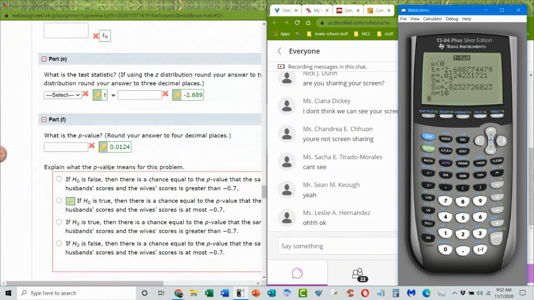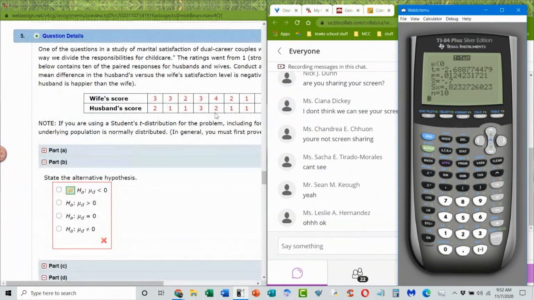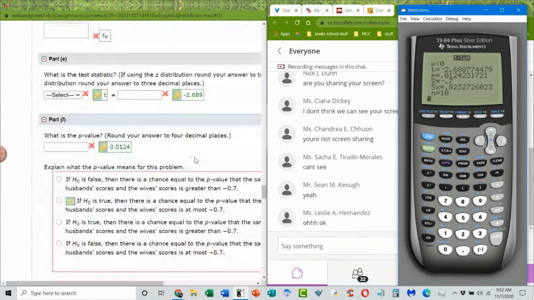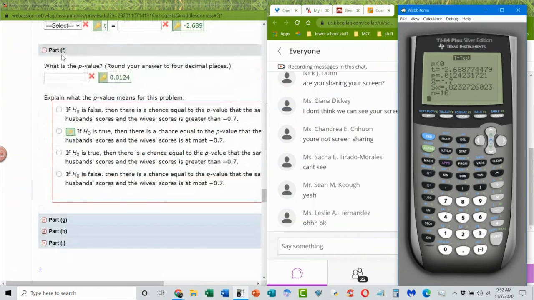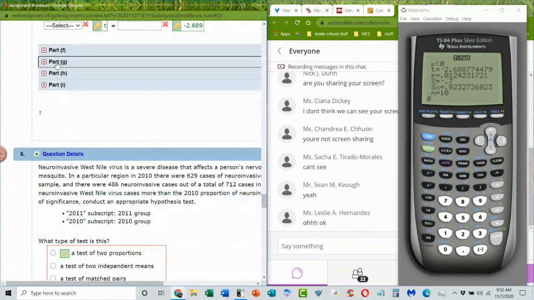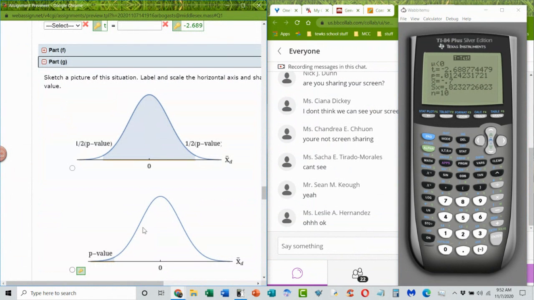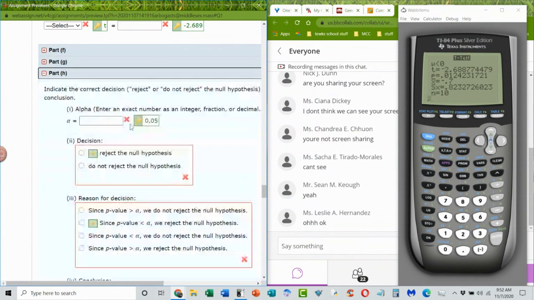What are we going to do? What does it mean? It's the probability of getting these numbers here in list three if the null hypothesis was true. What are we going to do with it? What's our graph? Well, we have less than, so that's why it's that one. What is our alpha? Are we going to reject or not reject?